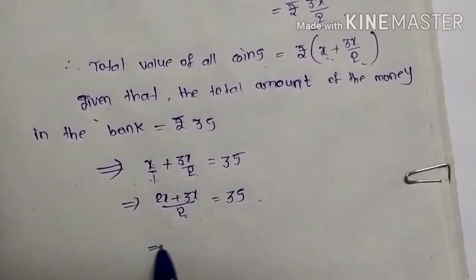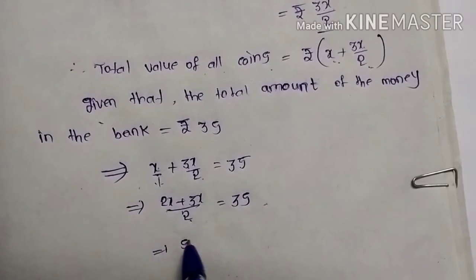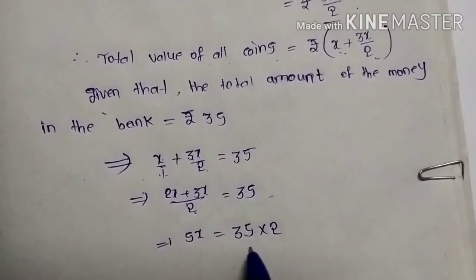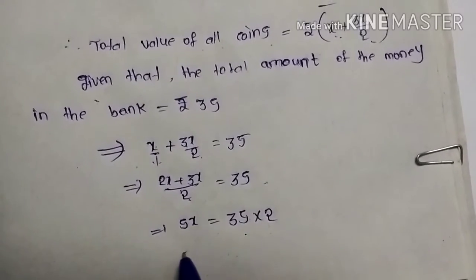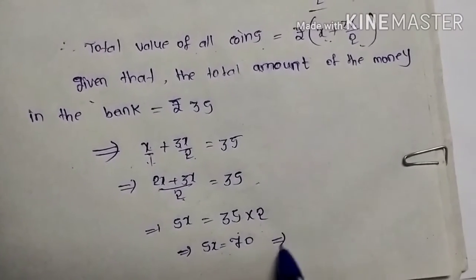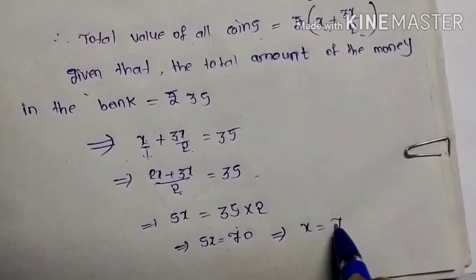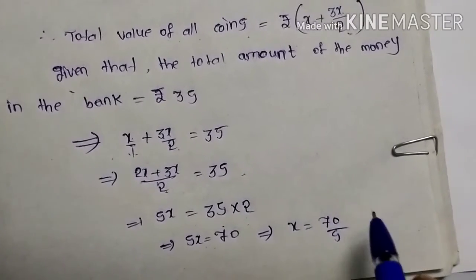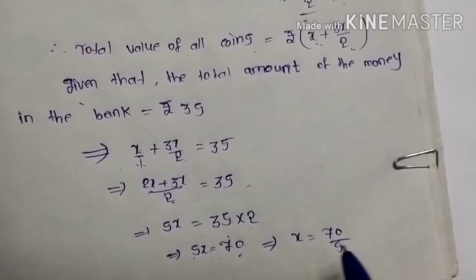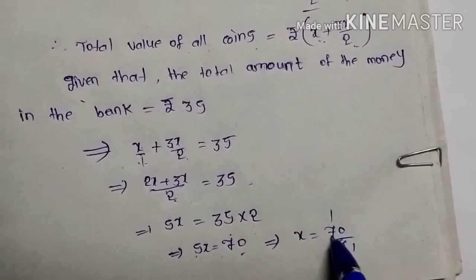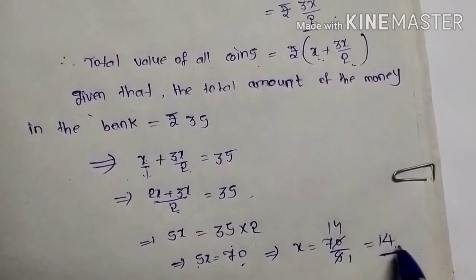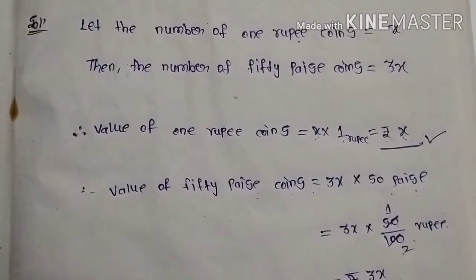In the next step you can transpose 2 to the RHS. Yes or no? That means 2x plus 3x is how much? 5x is equal to 35 into 2. Yes or no? 35 into 2 is how much? Here you will get 5x is equal to 70. Then implies, can I write x is equal to 70 by 5 or not? Yes. Why? Because when I transpose 5 to the right side, it becomes division. 5 sevens are 35, remainder 35, 5 fours are 20. That means x is equal to how much? 14.